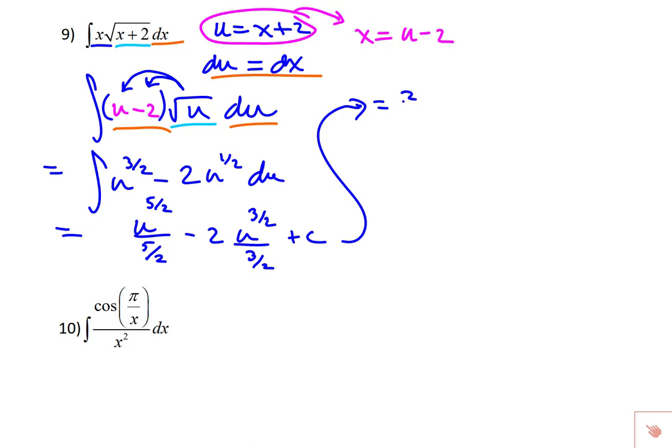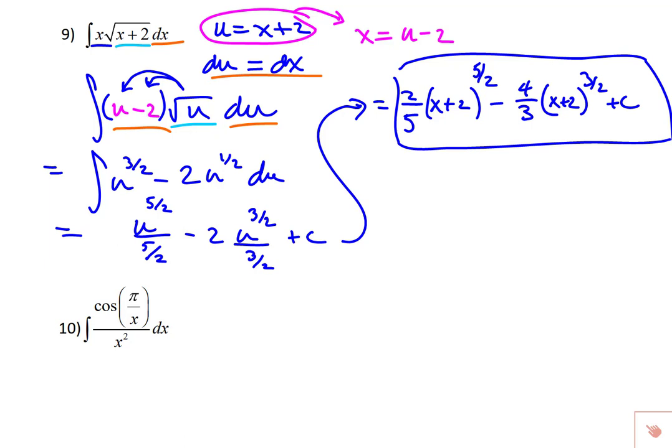So this will end up being 2/5 if I flip the fraction upside down with the reciprocal. 2/5 times u, which is really x plus 2 originally there, to the 5 halves power, minus 4/3. Now the 4/3 comes from flipping this 3 halves upside down as a reciprocal and combining it with the 2 that was already in front of it. So minus 4/3, and then it would be u to the 3 halves, but remember u is really x plus 2, so x plus 2 to the 3 halves, and then we'll say plus c. And there we have our final antiderivative for this function.